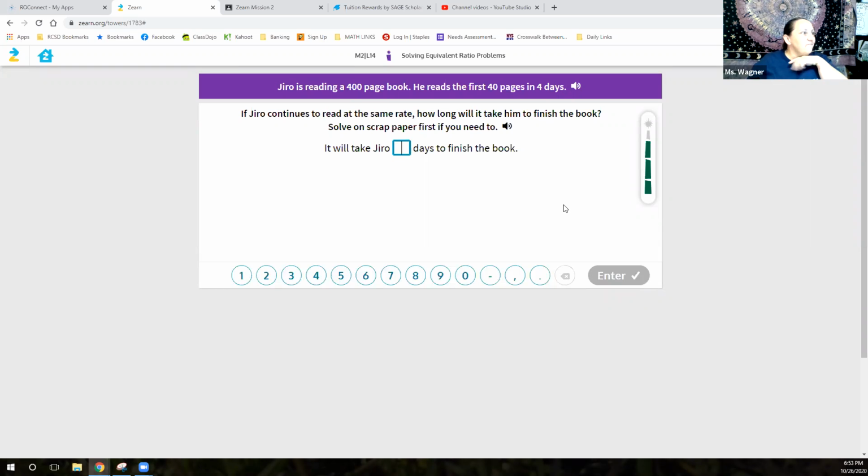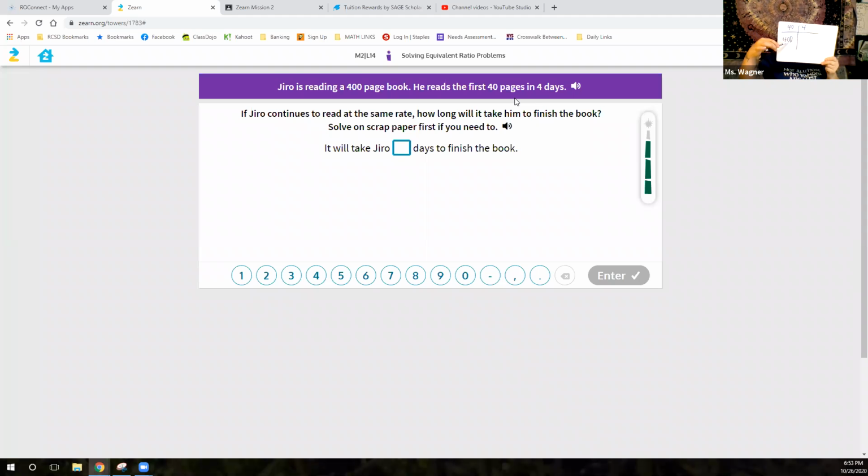All right, Jiro is reading a 400-page book. He reads the first 40 pages in 4 days. He continues to read at the same rate. How long will it take him to finish the book? So, 40 in 4 days. 40 in 4 days. The book is 400 though. Ooh, I see a pattern.